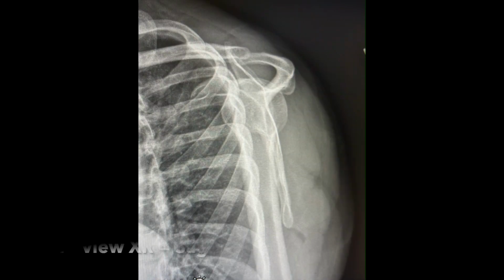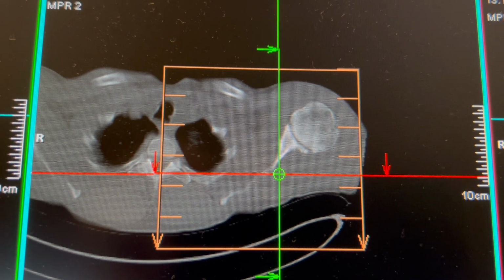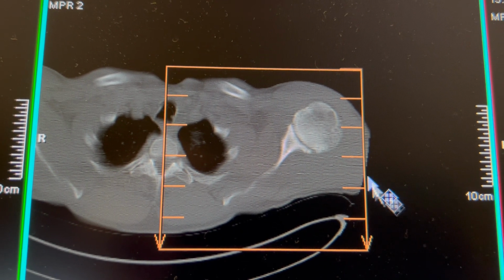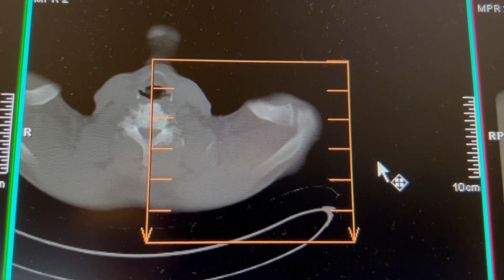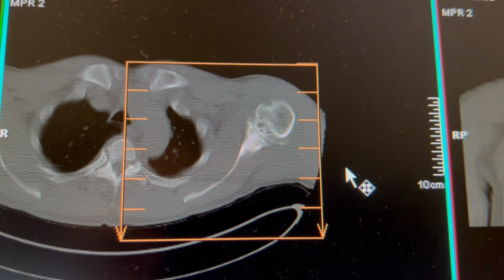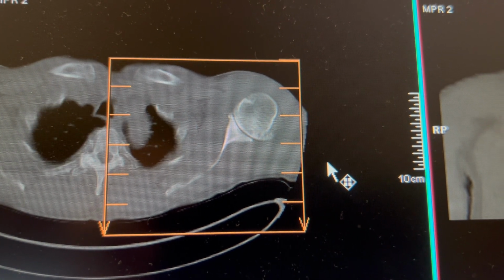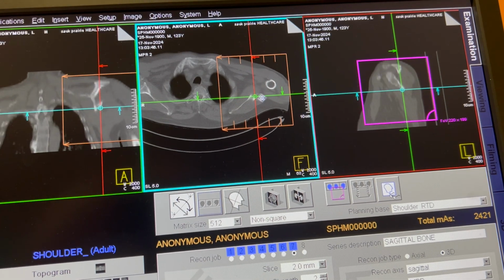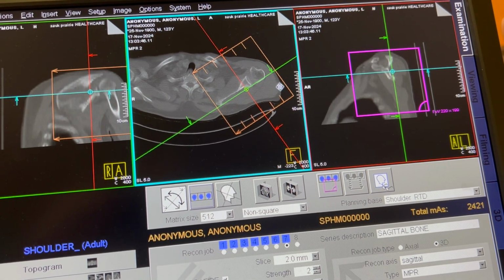Sagittal shoulders should match the same angle as a Y-view x-ray. When choosing how to angle the reconstruction planes, you first need to scroll through the axial images to find the one that best displays the largest part of the scapular body. An image that looks similar to this. From here, you just need to rotate the green line so it's parallel with the scapula.